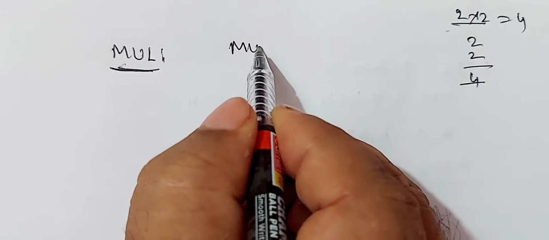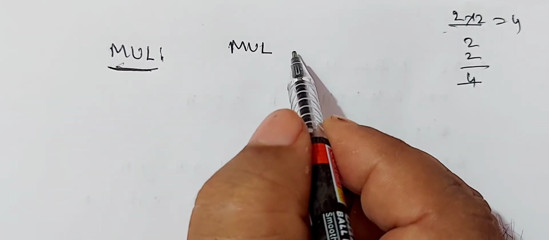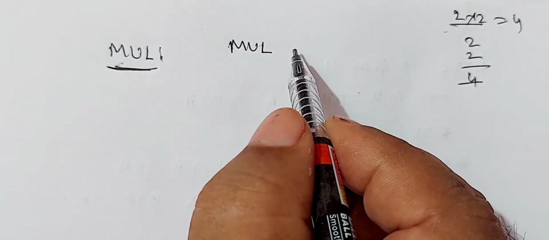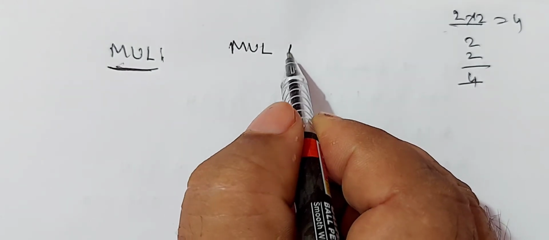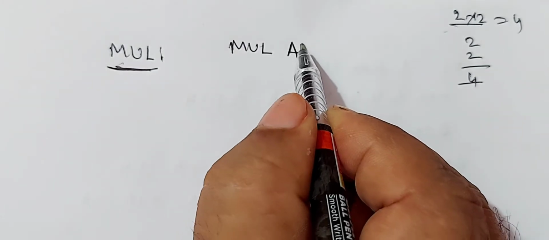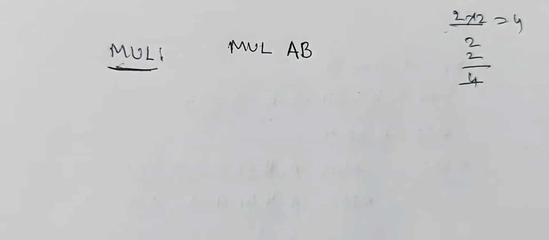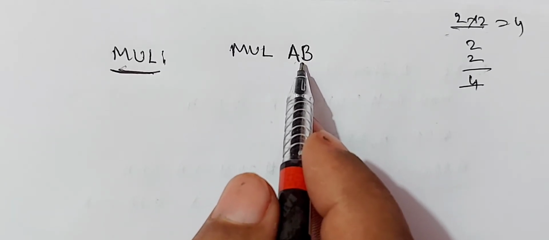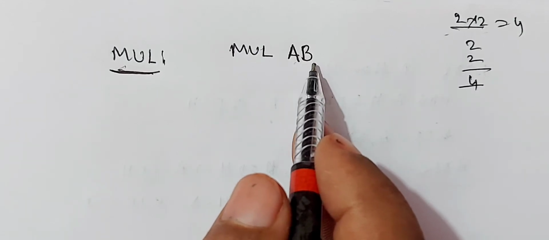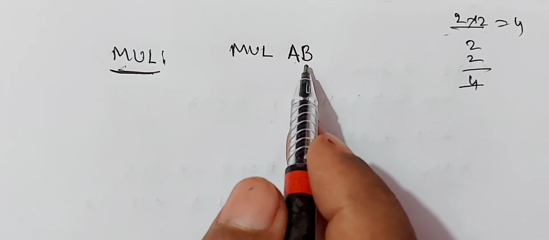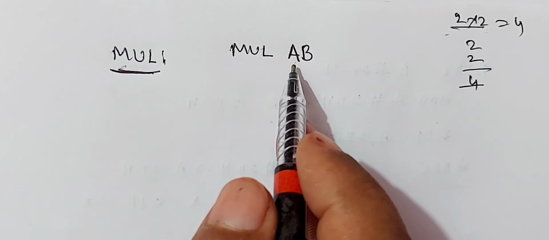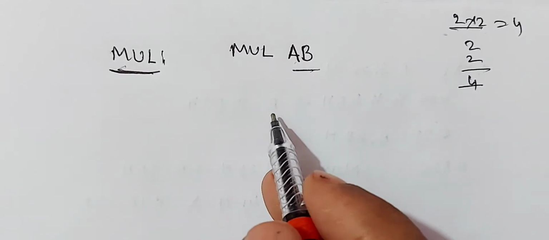This MUL instruction consists of both destination and source, but the destination must always be the register A, and the source must always be the register B. Here the other four types of addressing modes are not used. MUL AB, there is no comma also. In all other instructions, it is destination comma source. Here there is no comma. Destination must be the register A, source must be the register B.